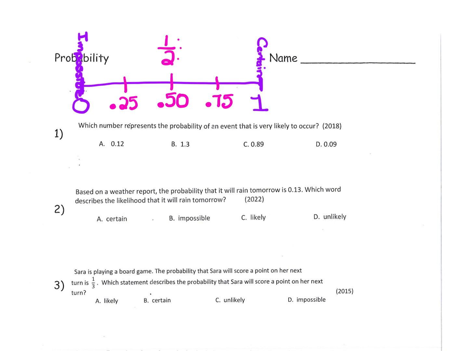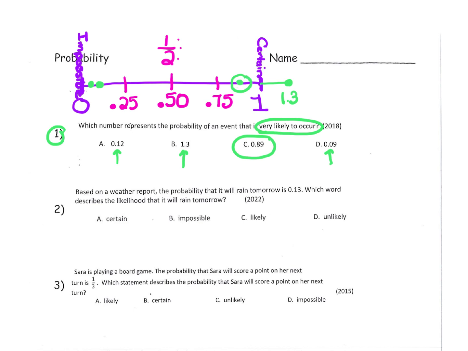But let's get started with number 1. Which of the following probabilities is very likely to occur? Well, let's see where they lie on the probability scale. 12 hundredths is about here. That's a weak chance. 1.3 is not even on the probability scale. 0.89 is about here. And 9 hundredths, well, that's down here. So clearly, this has the strongest chance of occurring.